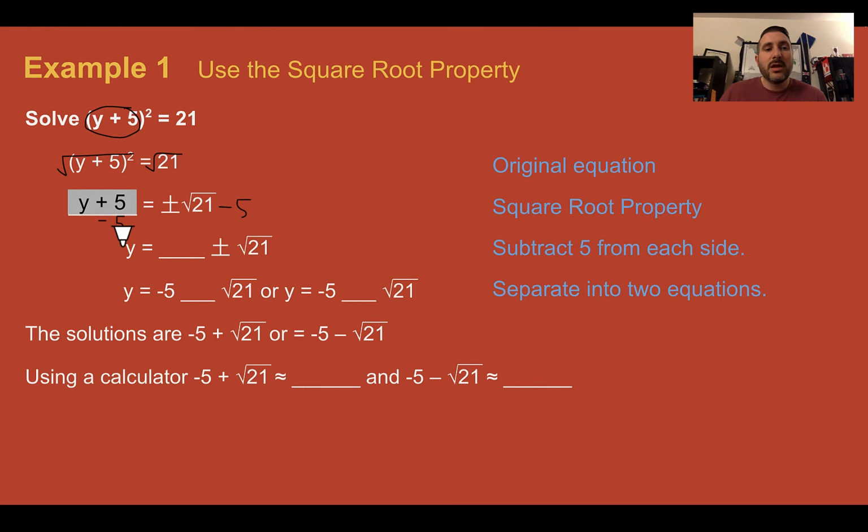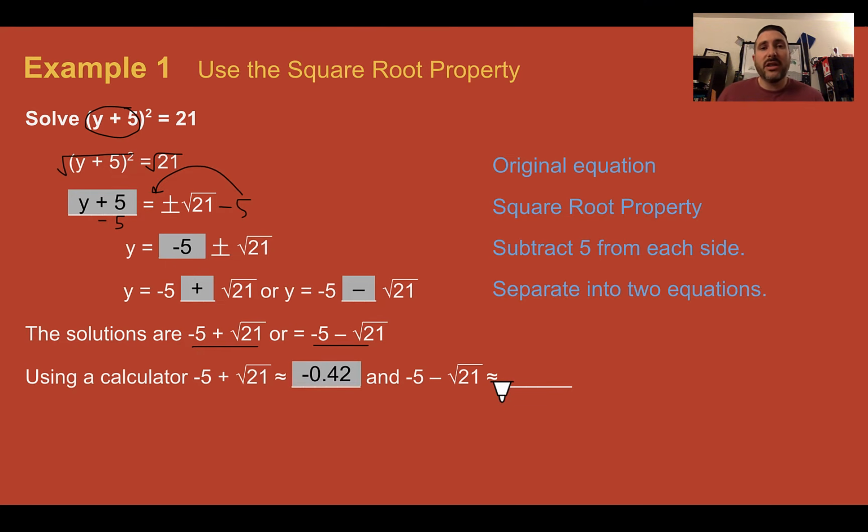Now, generally you're going to see this number in front, so we would have negative 5 plus or minus the square root of 21. Then finally, to get both roots, we would separate that out, so we'd have negative 5 plus the square root of 21 and negative 5 minus the square root of 21. This means our solutions would be the plus version or the minus version of the same thing.